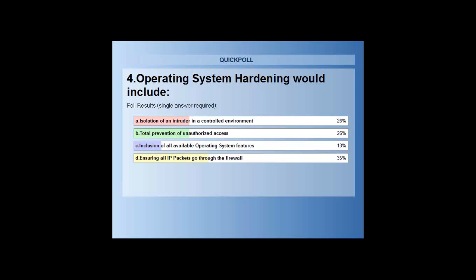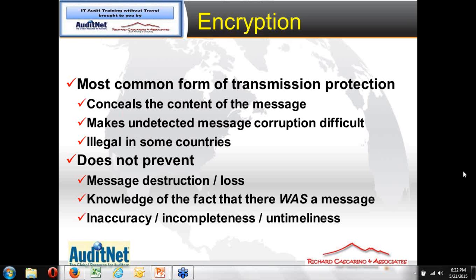Okay, I said to you we should encrypt. For those of you who are not familiar with encryption, encryption is probably the most common form of transmission protection. The problem with it: it conceals the content of the message and it makes undetected message corruption difficult. It doesn't stop the message being corrupted, but if you corrupt it, it will not decrypt. And if it doesn't decrypt, then someone will notice that this message is being got at.